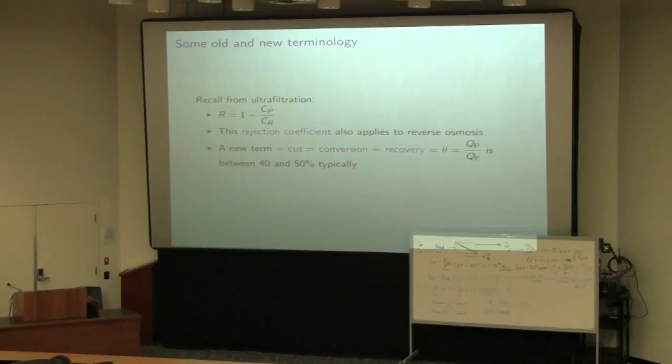So it's simply Q divided by QF, and that's a value between 40 and 50% sense, and sometimes lower, sometimes higher than that. Obviously, it's in our favor to try and get that number as high as possible, so that we maximize our recovery in a single pass.